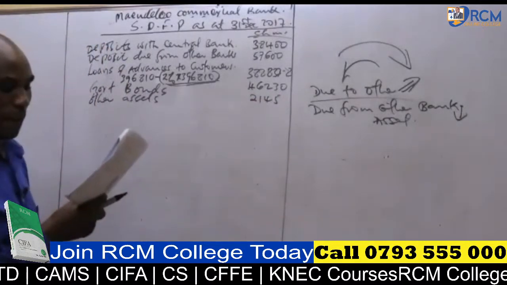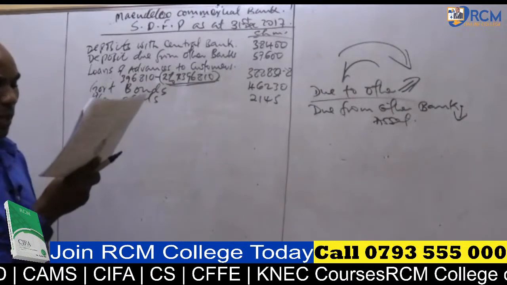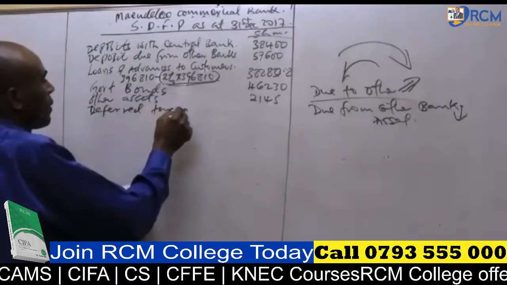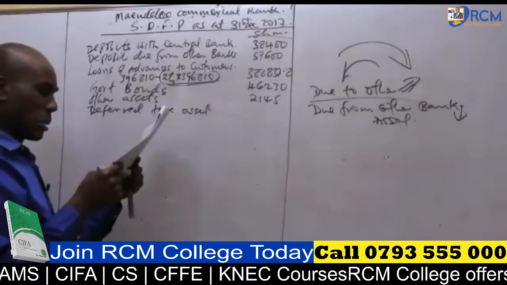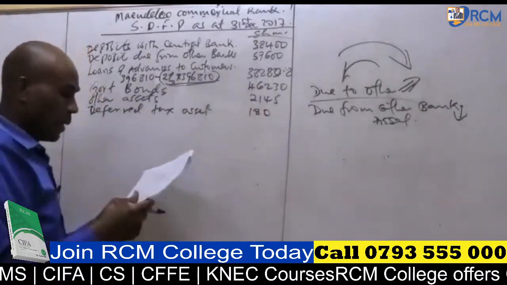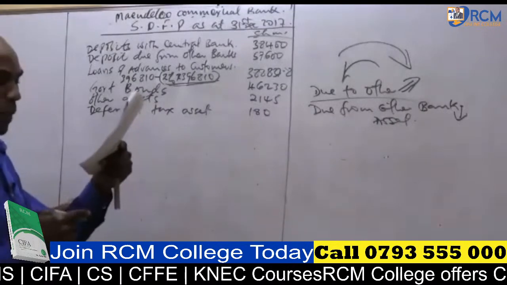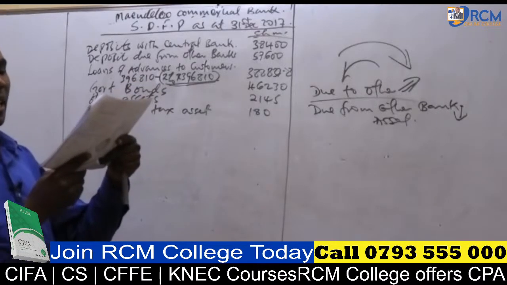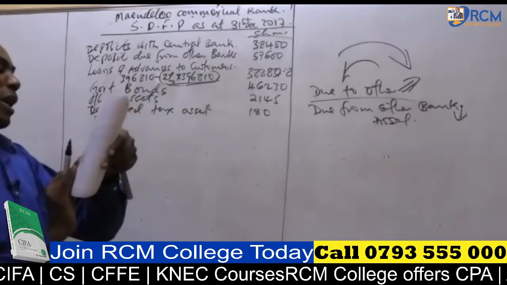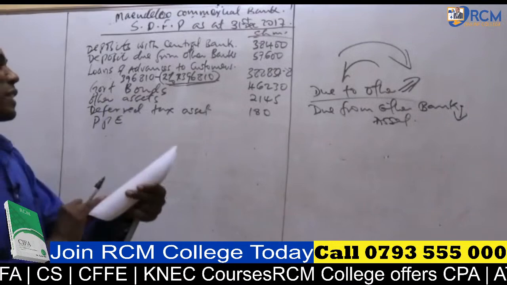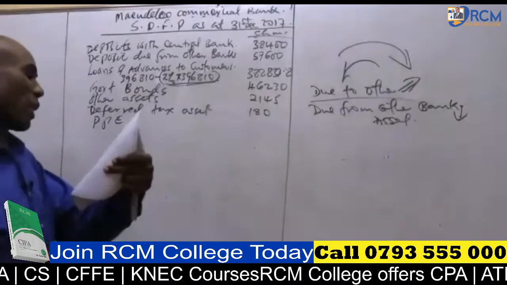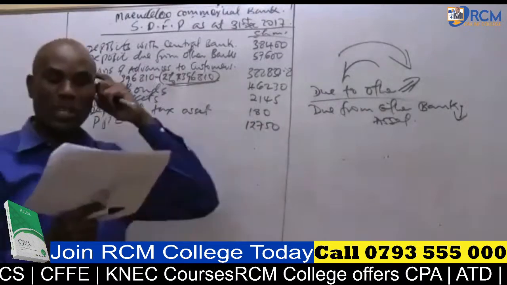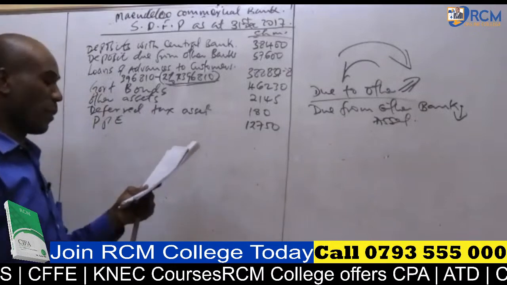Then we have deferred tax asset. We have it as 180. Then we have PPE, property, plant, and equipment. We have it up there as 6750. But in note number 2, it was revalued to 12,750. Therefore, we report the revalued amount, which is 12,750. Remember, we report the revaluation in the balance sheet.